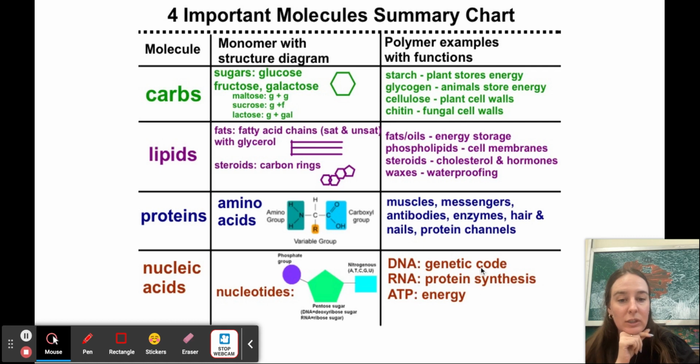The function is genetic code. If you just had a single strand with a ribose sugar and then U instead of T, that's RNA. RNA is used to build proteins. We'll talk about that later. And then the last type of nucleotide is ATP. If you took this basic structure, but you added 2 more phosphate groups, that's adenosine triphosphate, and that gives your cells energy. So that's a little review. Keep this in your notes. This is super important.